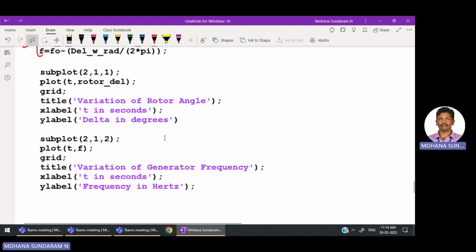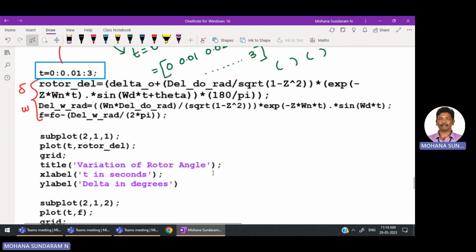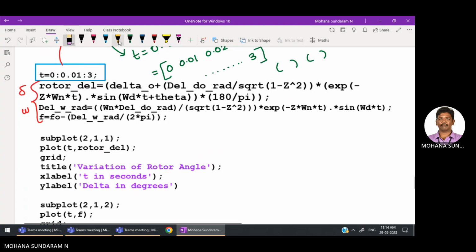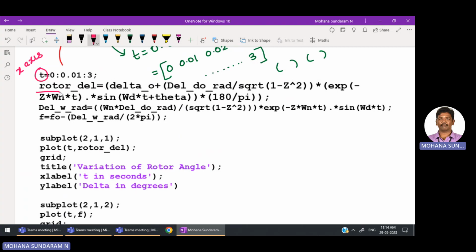So now we have got all the equations. Now you can see this. We have this as x-axis, no? This is used as x-axis. And this is used for y-axis, rotor underscore del, that is for delta and f.